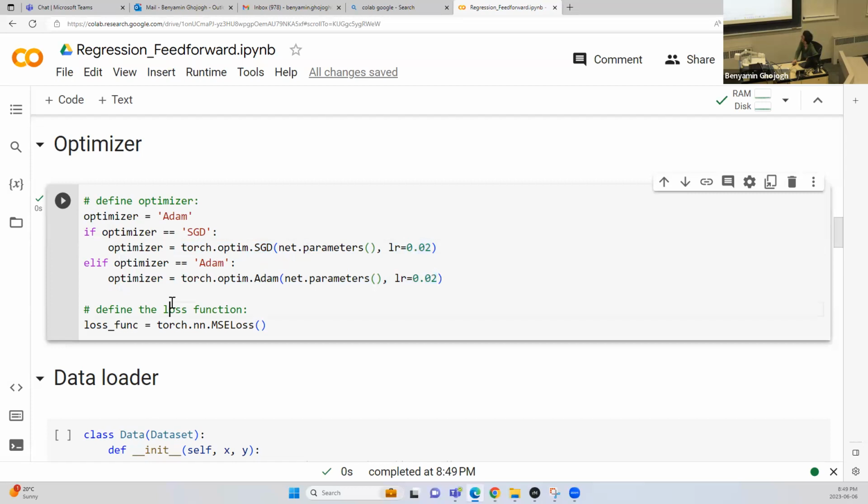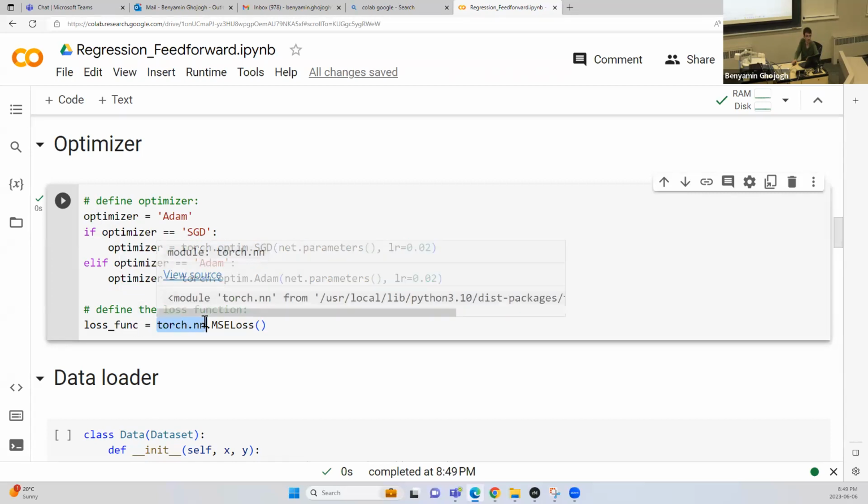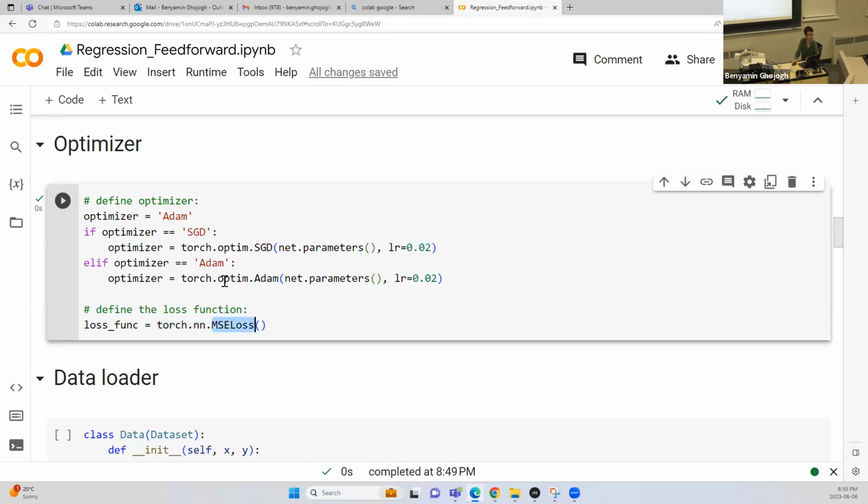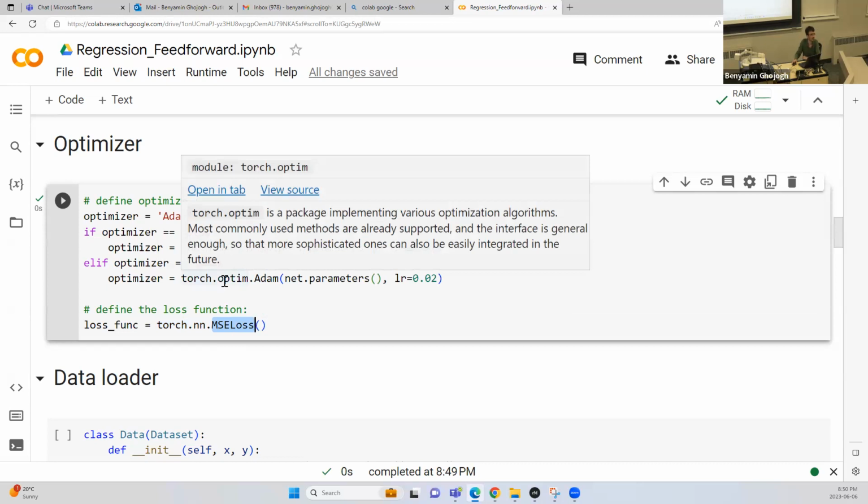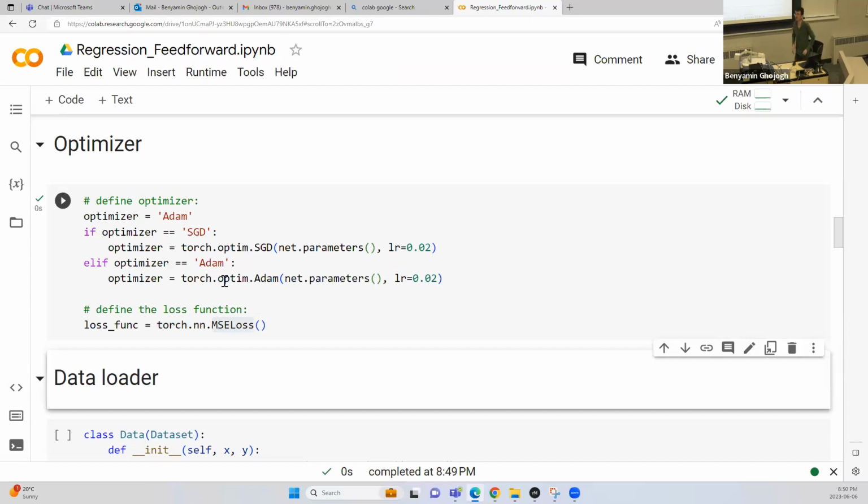Okay. Then the loss function. There are various loss functions in torch.nn. One of them is the class MSELoss, mean squared error. It's the same as least squares error. So the loss function is this. Why am I using the mean squared error? Because I want to do regression. If I wanted to do classification, I would have to use classification loss functions such as cross entropy. And then I ran it.